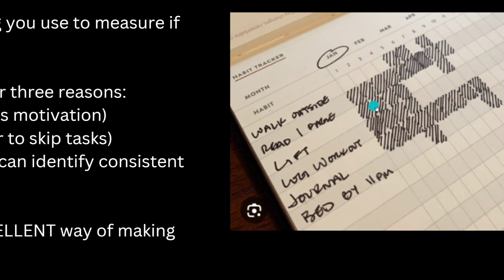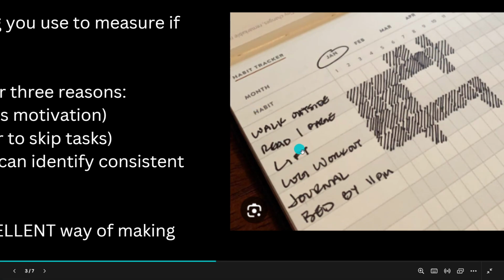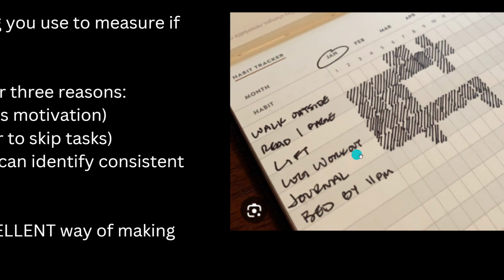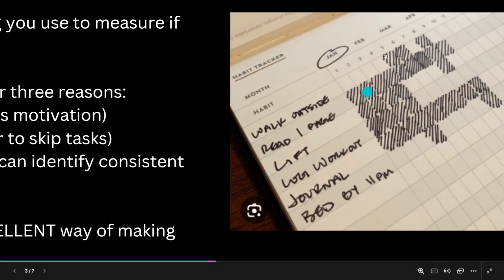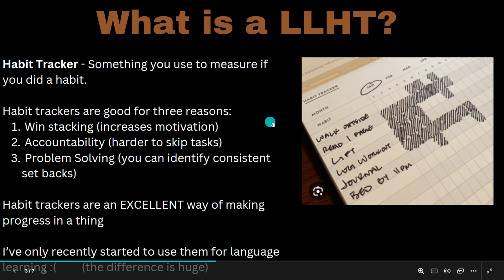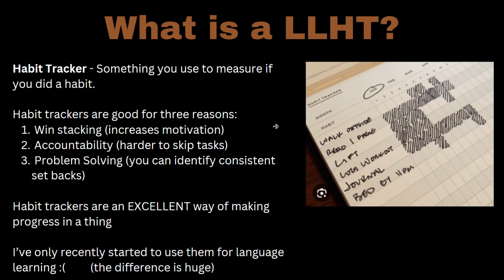I hope you can see that. It's literally kind of like a calendar type thing. And on the left here, he's got a bunch of habits. So walk outside, read a page, the gym, journal, go to bed early, that kind of thing. And you can literally just tick them off for each day. That is a habit tracker, not for language learning, but people can use it for literally anything. We're going to use it for language learning because it works for anything and it's really, really good for getting you to do stuff. So the 3 reasons why a habit tracker is good, I've got written here.